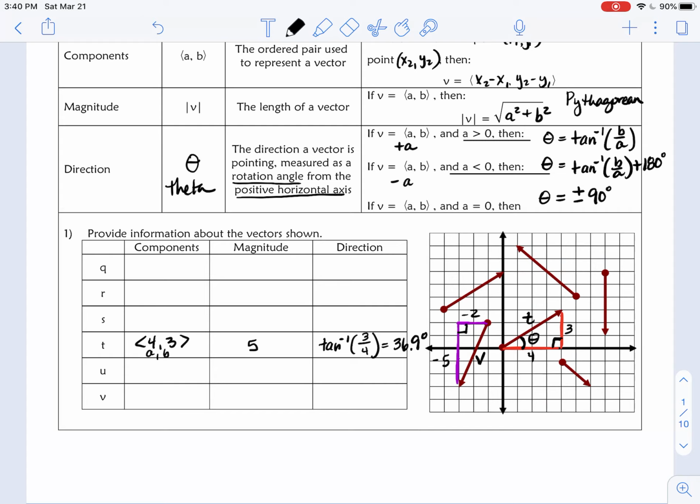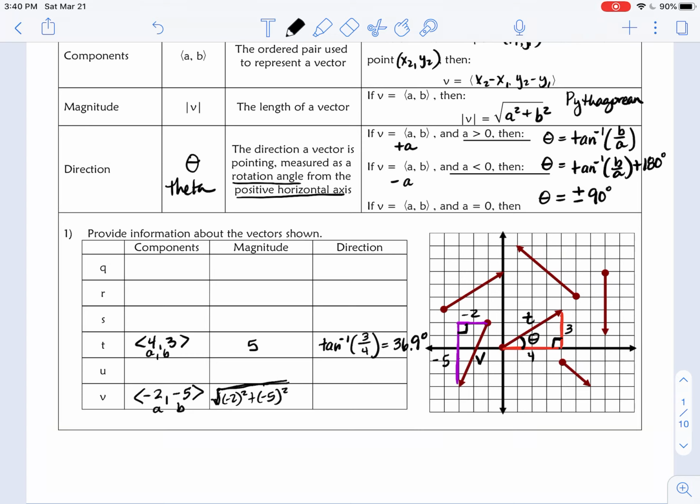Okay, and here's my right angle. If I want to find the magnitude, I'm going to use those 2 values with Pythagorean Theorem to find the length of that guy. So for vector V, my horizontal component is -2, my vertical component is -5. This is my A and my B. This time, I don't know what my magnitude is. I'm going to have to work it. So it's going to be -2 squared plus -5 squared.